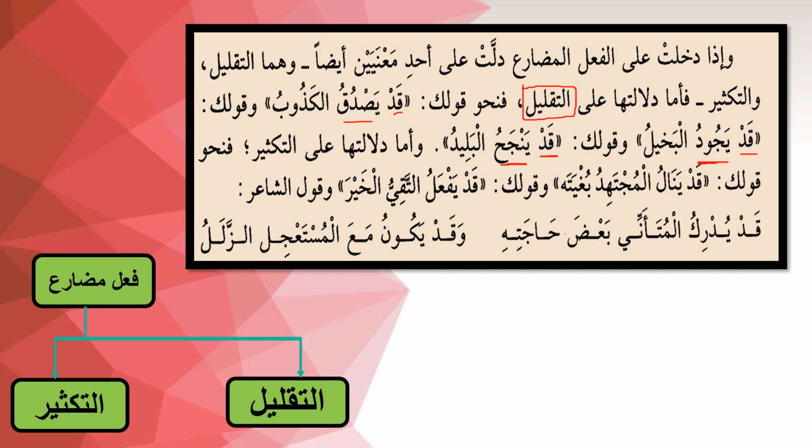وأما دلالتها على تقصير. Now let's see the meaning of تكثير means more. For example, قد ينال المجتهد بغيته. The mujtahid, the hard workers, yanal is the present tense and there you see a qad. So that means here the meaning is coming as the hard workers will be able to achieve their goals. They are more prone to achieve their goals.